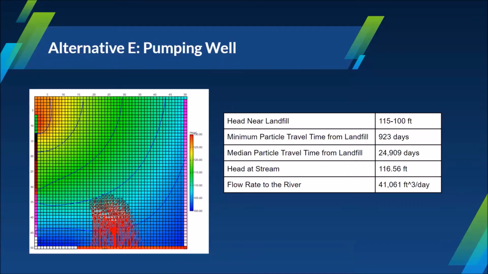The pumping well has a longer travel time than the no action and the impermeable cap, and a slower flow rate to the stream. It is outperformed by the slurry wall, but the extent of the differences will be compared later on. In the Groundwater Vistas result figure on the left, you can see where the well is by the higher concentration of particles, because there's more water heading into the pumping well than the other pathways.